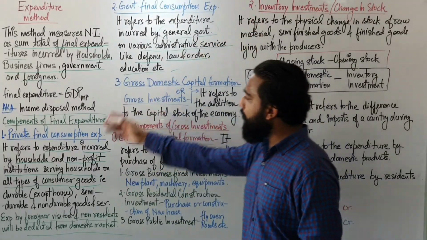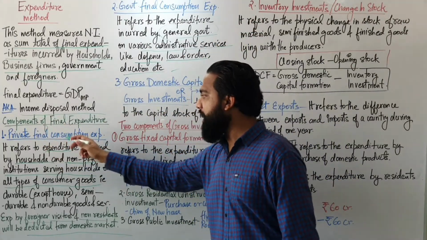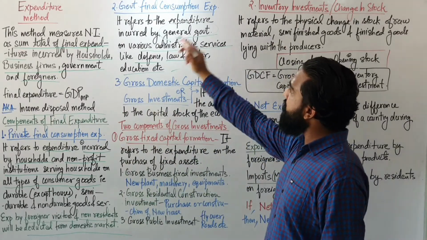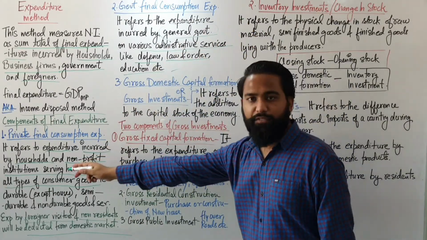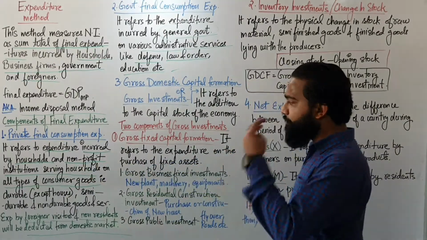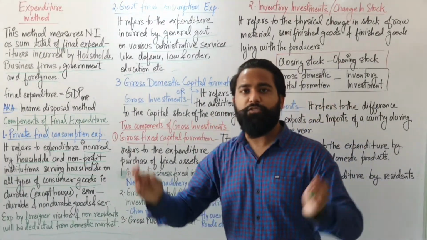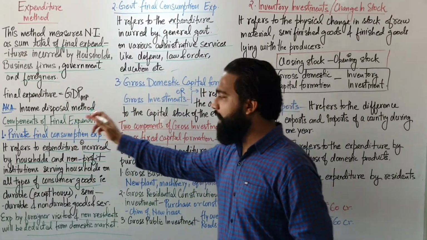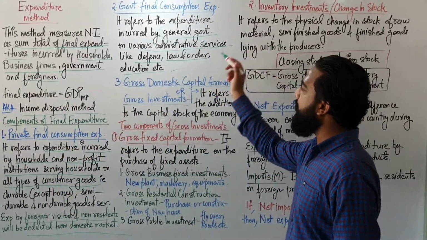So we have covered two components. One is private final consumption expenditure. Then we have to add government final expenditure to the private final consumption expenditure. Basically, there are 4 components. All components will be added to each other. Then we can have the GDP MP. Now, we have covered the first one. We have covered the second one.